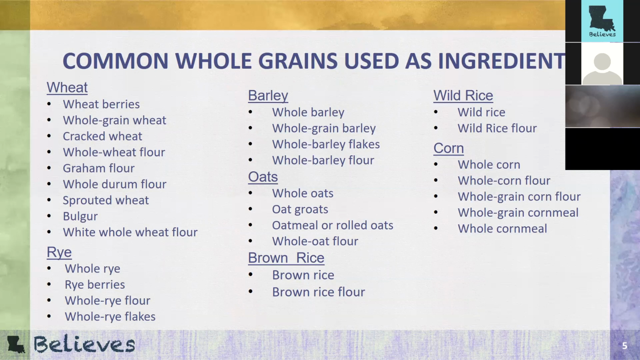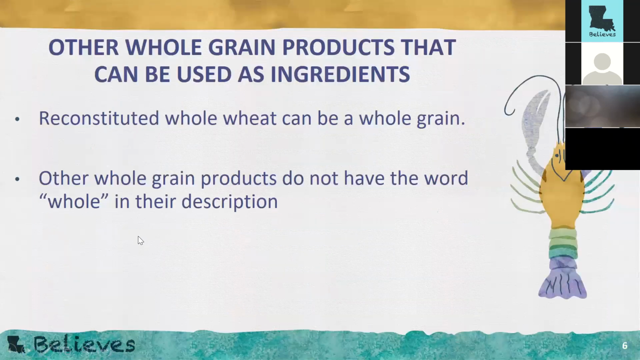As you can see from this chart, this is just a list of common whole grains that you may find on a food label. All of these grains meet the FDA standards of identity for whole grains that are used as ingredients. Reconstituted whole wheat can also be a whole grain, but you must request documentation from the milling company that they recombine the grain components to natural proportions of bran, germ, and endosperm. Other whole grain products do not have the word whole in their descriptions. Some examples are brown rice flour, wild rice, quinoa, millet, buckwheat, and sorghum.